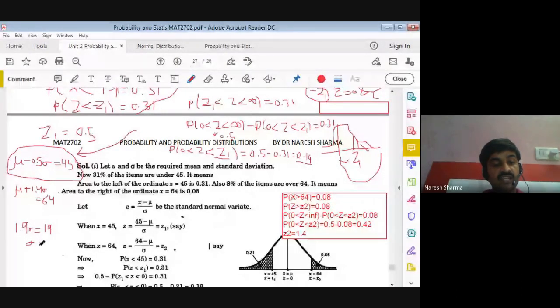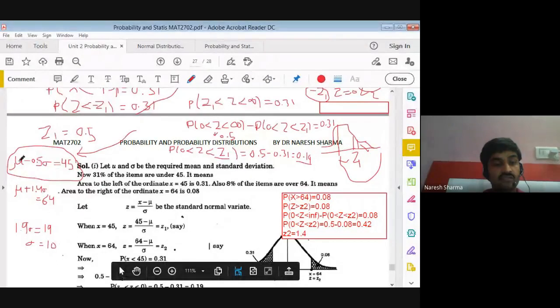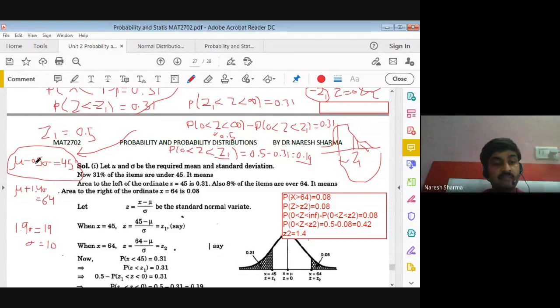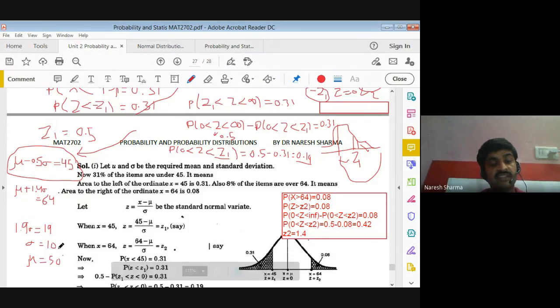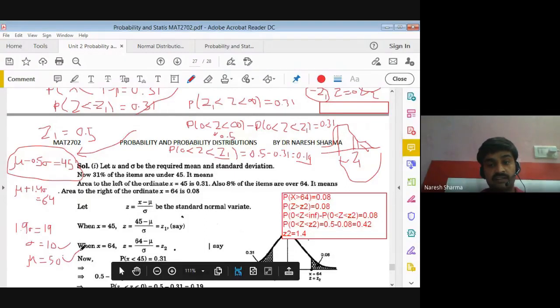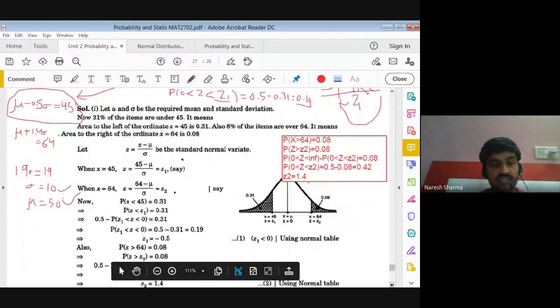If you put this 10 in any of these two equations, suppose here we put 10, so 10 into 0.5 is 5. We shift this to the right hand side, so negative becomes positive. 45 plus 5, that means mu is 50. So the mean is 50 and the standard deviation is 10. Hope you get this one. I will just give you a slight recall of this.